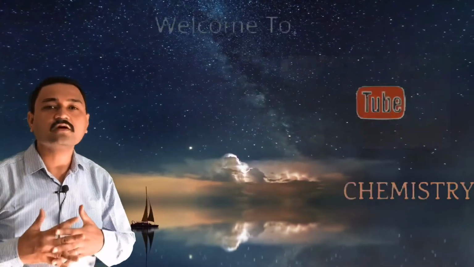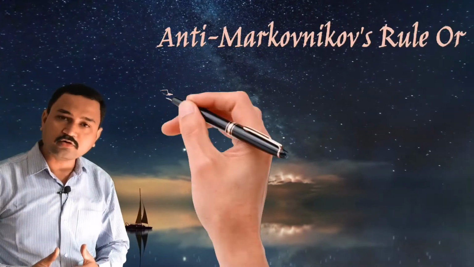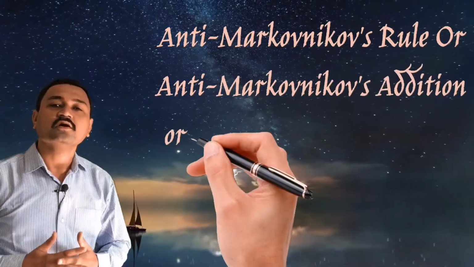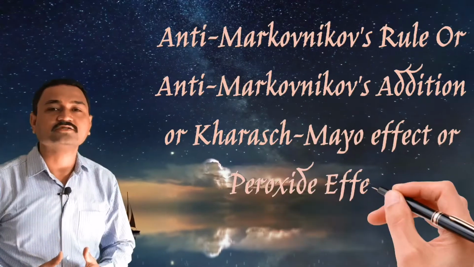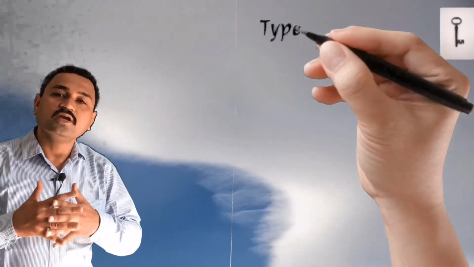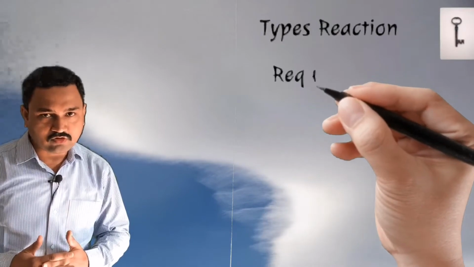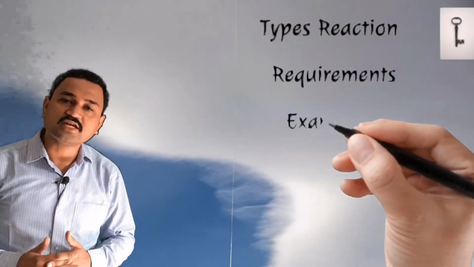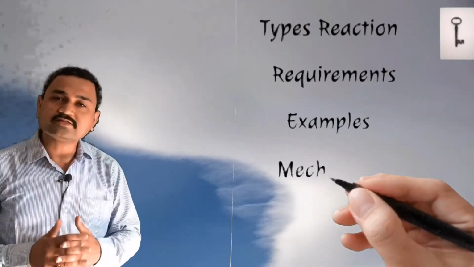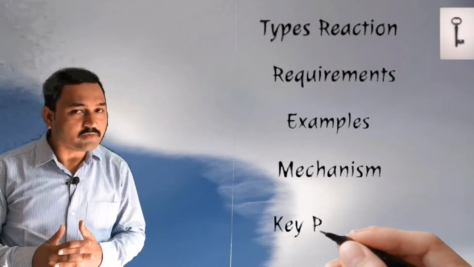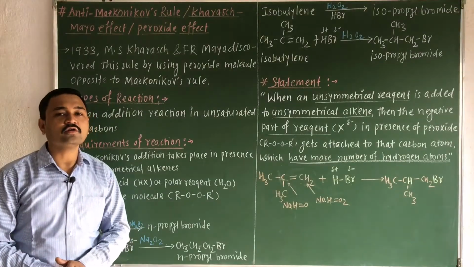Now in today's lecture, we are going to learn about the anti-Markovnikov's rule, also known as the Kharasch-Mayo effect, or the peroxide effect. In this topic, we are going to cover what the anti-Markovnikov's rule is, which type of reactions are involved, examples of this reaction, the mechanism of this reaction, and lastly we will study one important key point regarding this rule. So watch this video till the end. Study about the anti-Markovnikov's rule.